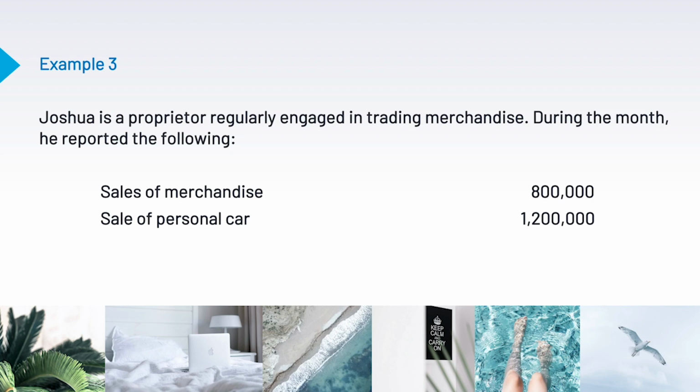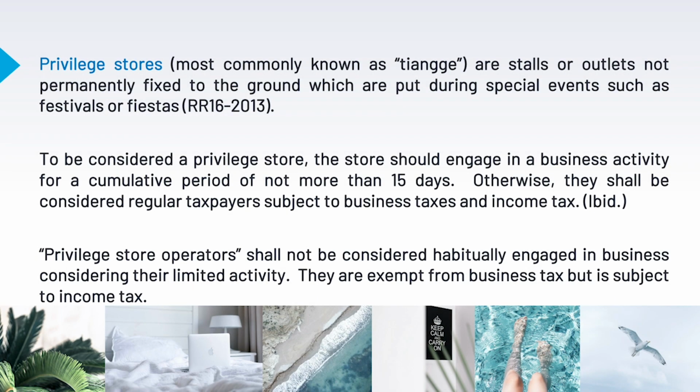And there are other businesses like Changi. We will proceed to privileged stores, commonly known as Changi, which are stalls or outlets not permanently fixed to the ground, which are put up during special events such as festivals or fiesta, based on Revenue Regulation 16, 2013. To be considered a privileged store, the store should engage in a business activity for a cumulative period of not more than 15 days. Otherwise, they shall be considered regular taxpayers subject to business taxes and income tax. So, remember, not more than 15 days.